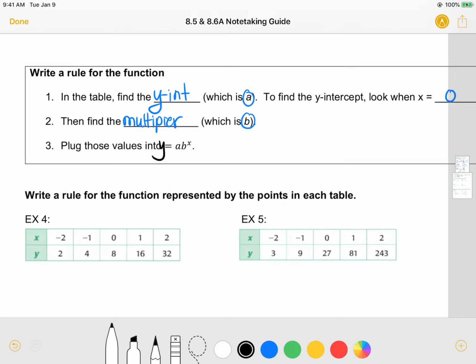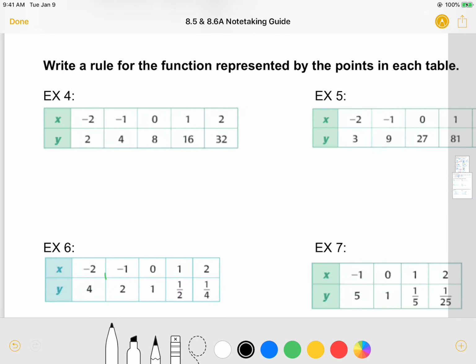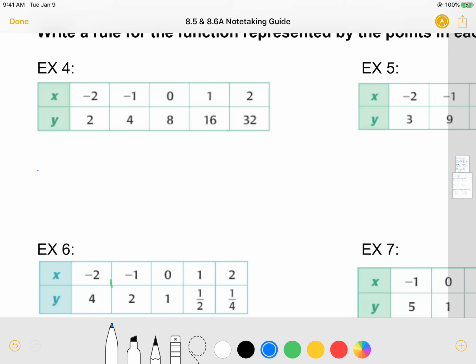Okay? So let's go ahead and try example number 4. And we're going to use that 3-step process. So step number 1, what we want to do is find where our y-intercept is, and we look for that when x is equal to 0. So I find this value here in the table where x is 0, and that means that y equals 8. So that is the value of a. So a equals 8 because x is 0, and that's our y-intercept.